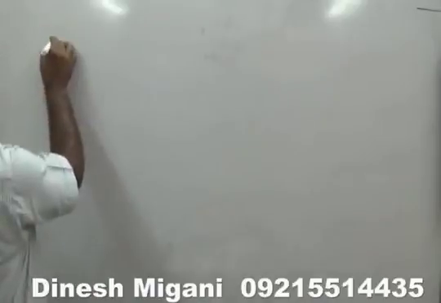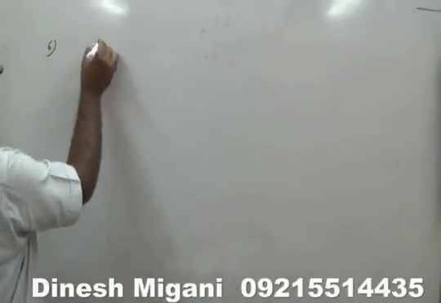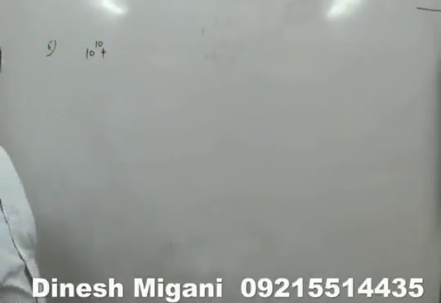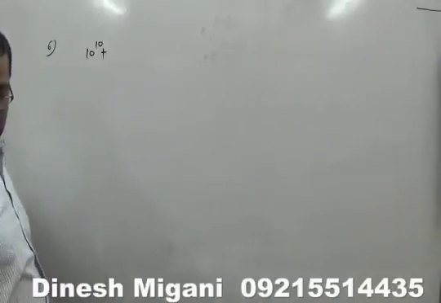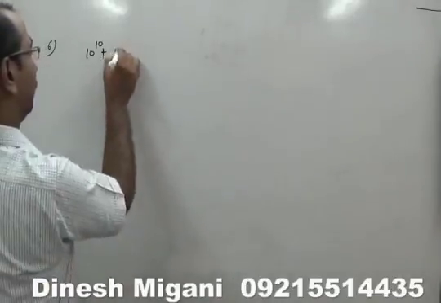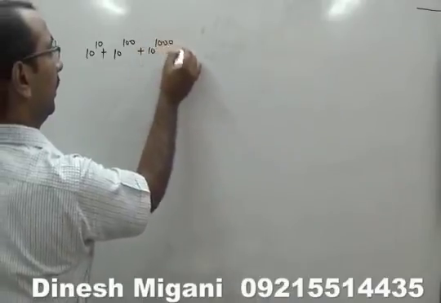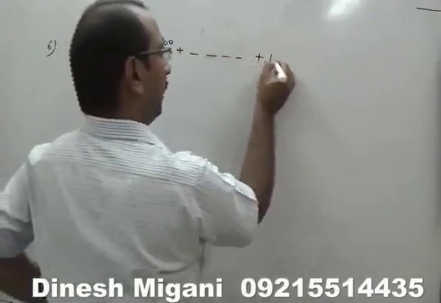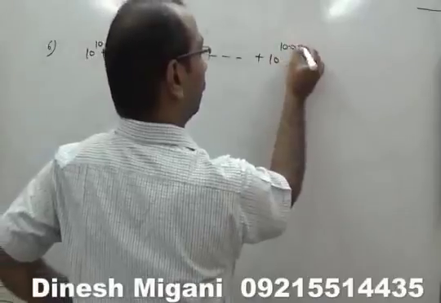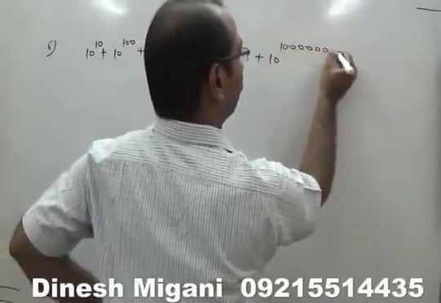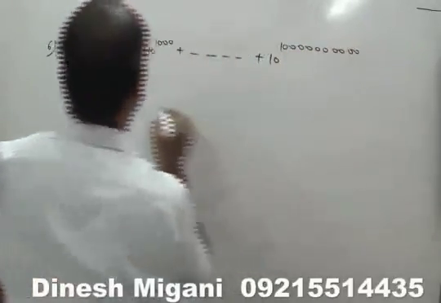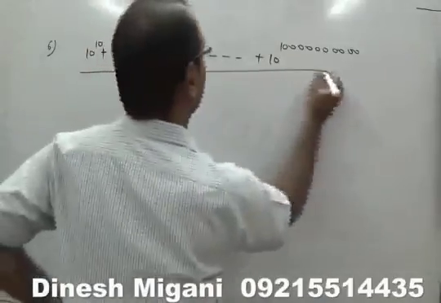Let us take the next problem here. Question number 6. 10 raised to power 10 plus 10 raised to power 100, 10 raised to power 1000, up to 10 zeros. 10 raised to power 100, 10 raised to power 1000, and this goes up to 10 raised to power 1, 0, 0. Total zeros are 10. 2, 4, 6, 8, 10. It is given that we have to divide this whole sequence by 7.